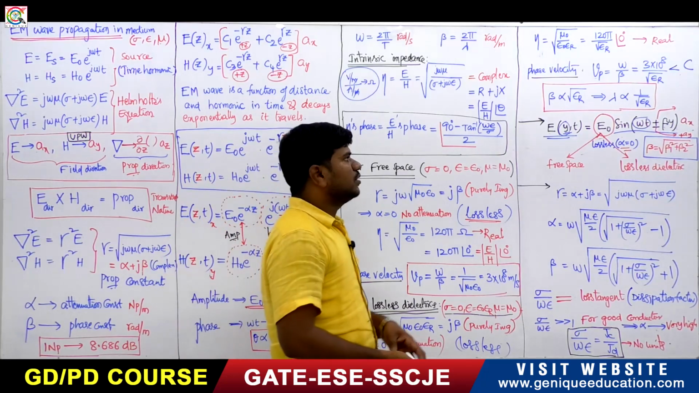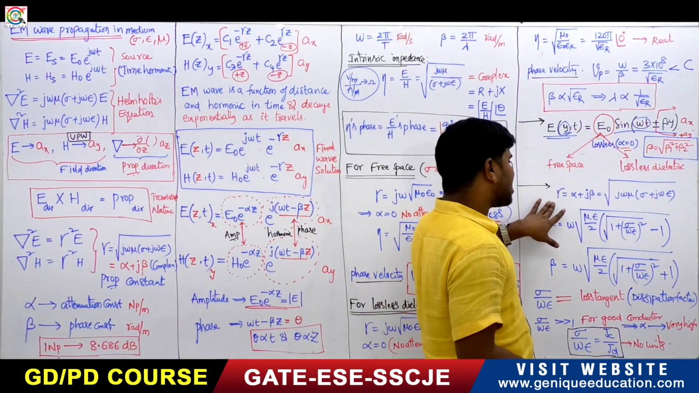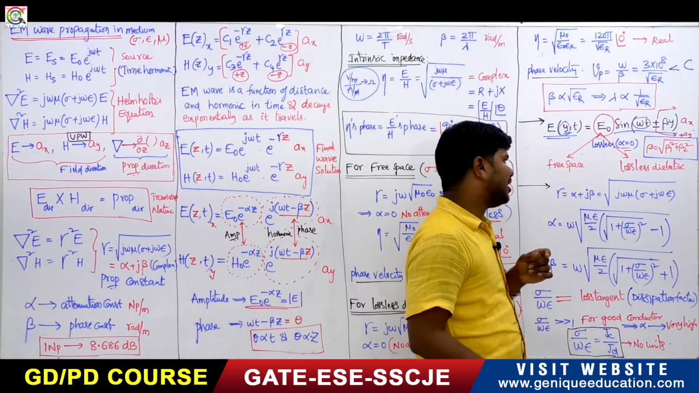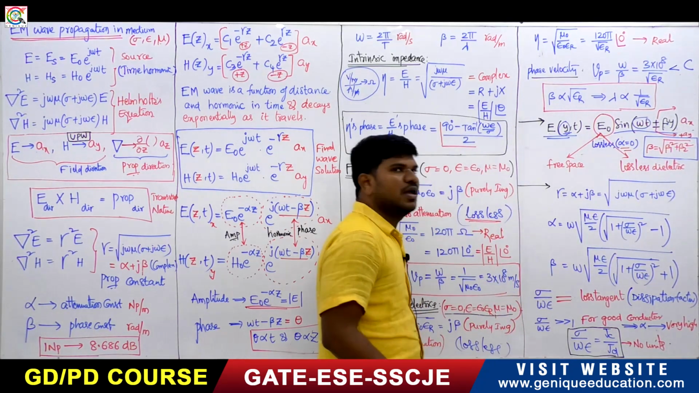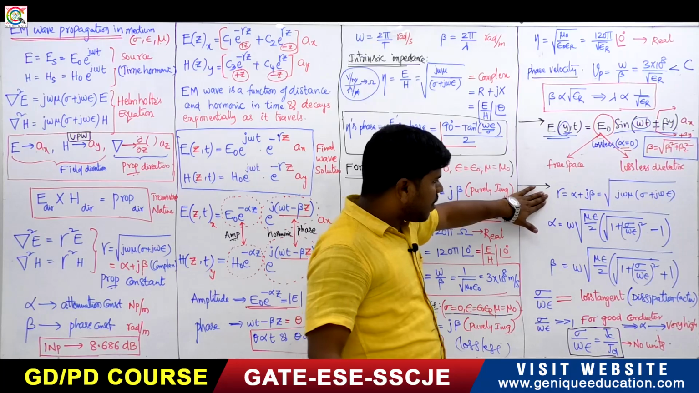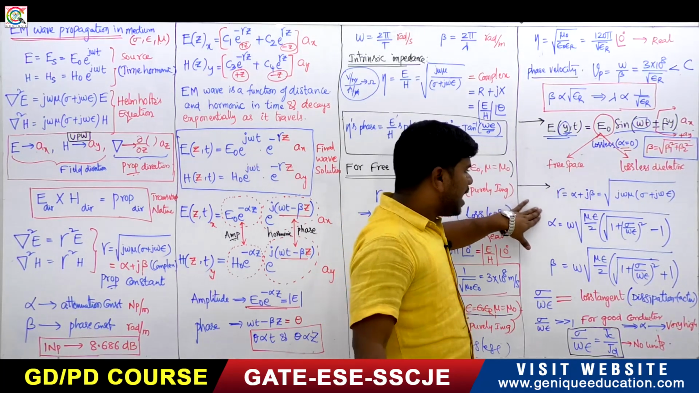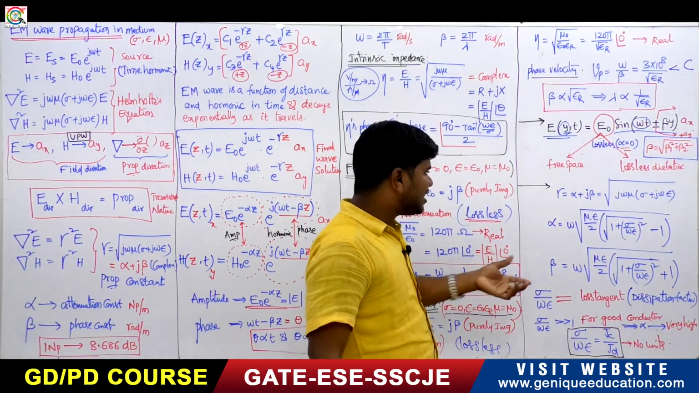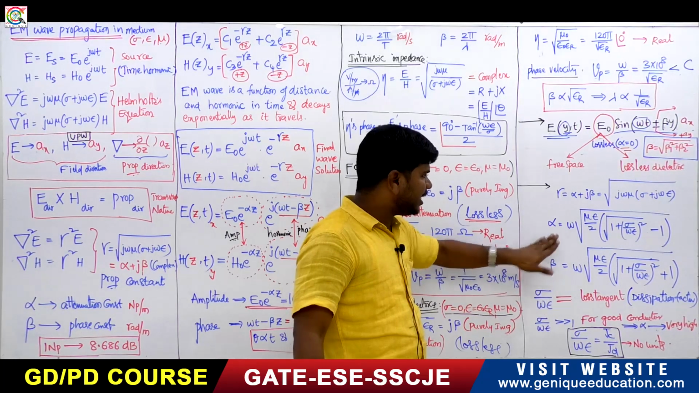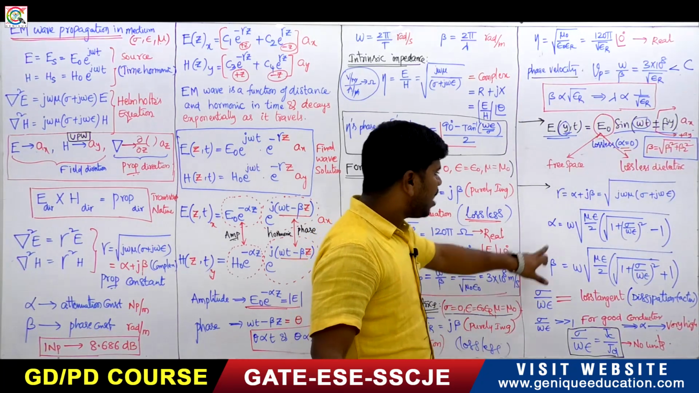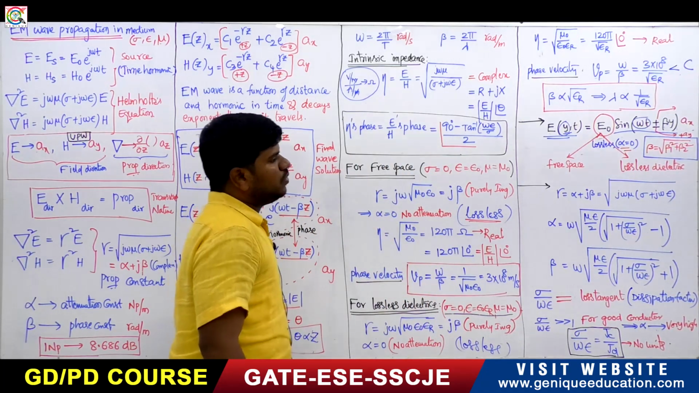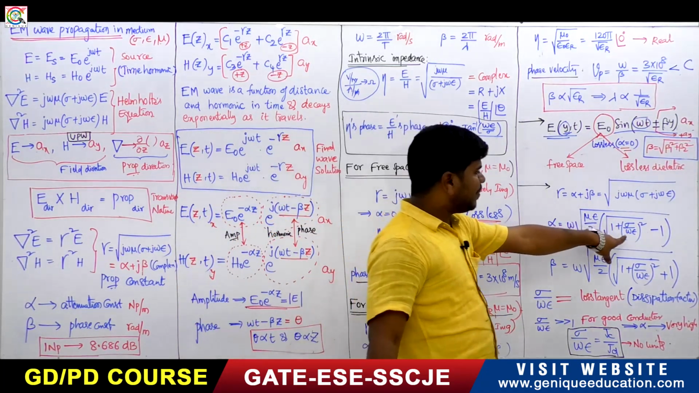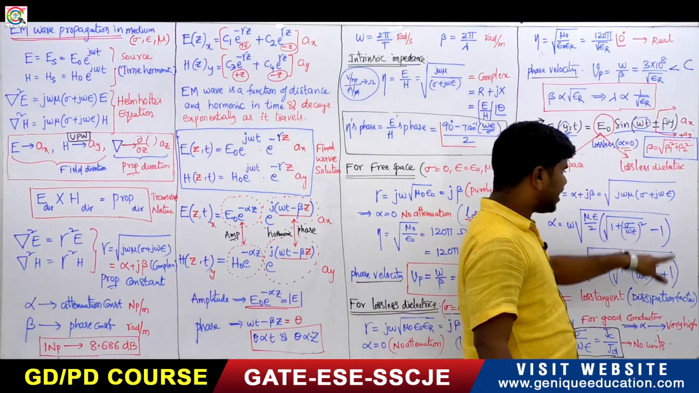So now we know what is alpha, what is gamma. Gamma is equal to alpha plus j beta. So this is equal to root over j omega mu into sigma plus j omega epsilon. Okay. So it is a complex quantity. If you square this and equate the real and imaginary terms, you will get the alpha and beta values like this. Alpha is equal to omega root over mu epsilon divided by 2 into root over 1 plus sigma divided by omega epsilon whole square minus 1.